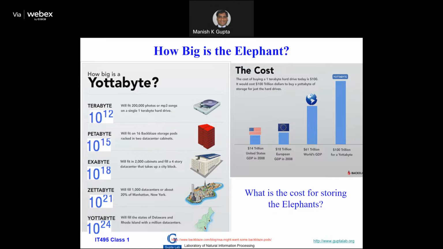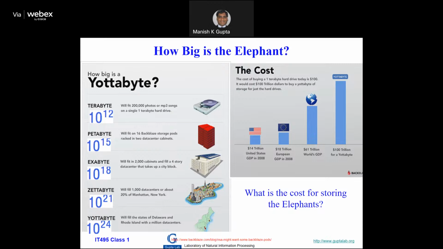You see the size, 10 raised to the power 30 is what we need to store data. And this is very costly. Of course, this estimate is a bit old, from 2008, but for comparison, it is sufficient to know.